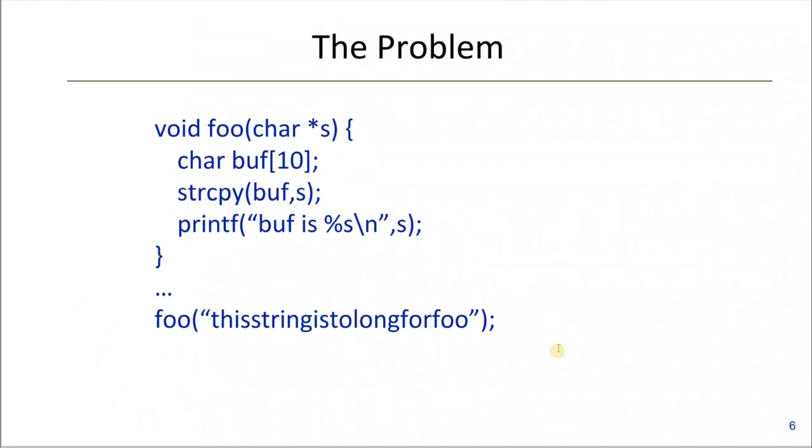Okay, so we have a problem. عنا void يعني doesn't have any return. Foo is just a function with input of a char, a pointer, defining a pointer. It has a pointer input defined as a character, and a buffer. Okay, char. This is a.